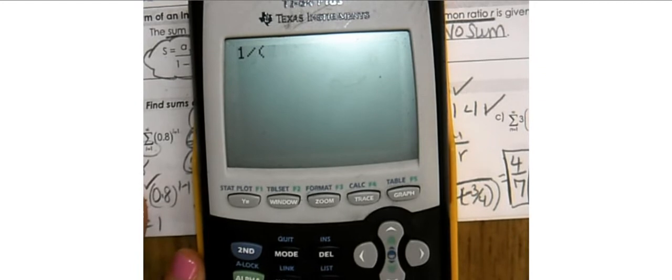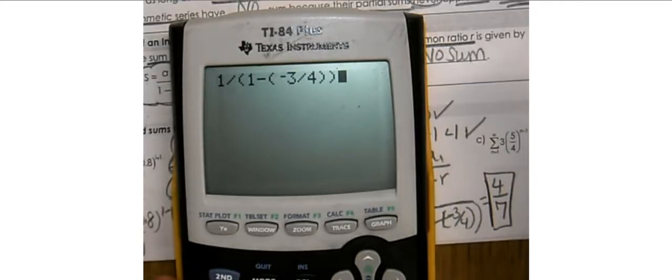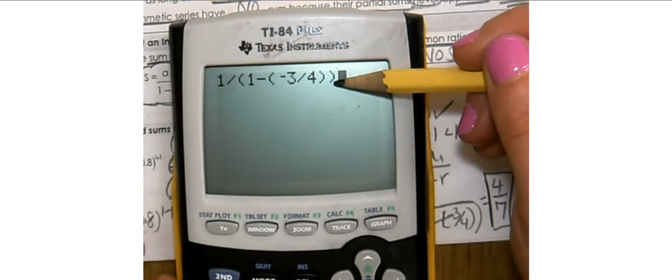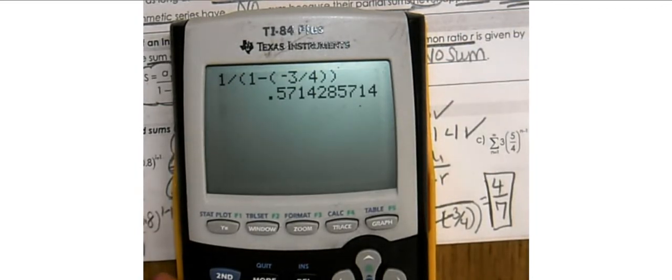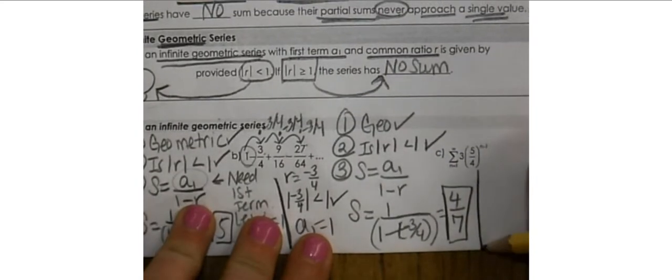So once again, what I'm doing here in my calculator is I'm going 1 divided by parentheses, and I'm going 1 minus parentheses negative 3/4. And then I'm closing the parentheses to establish that is my entire denominator. I end up with a decimal, and I can use math enter to get 4/7 as my answer. So that is what I'm doing. Please feel free to clean up this problem as much as you want before entering it into your calculator. It will not harm you.